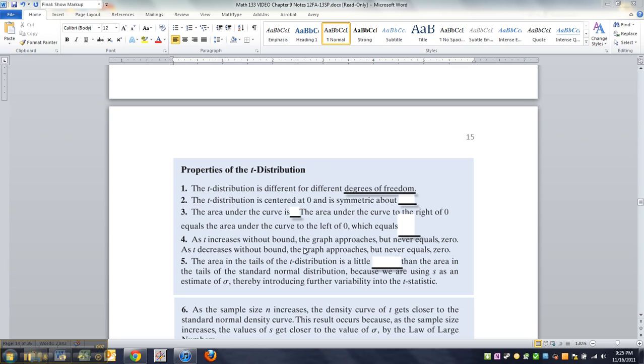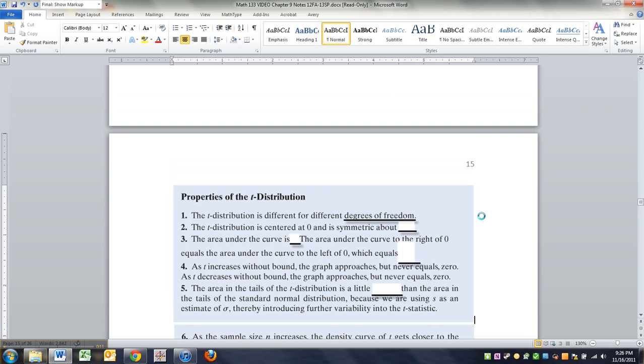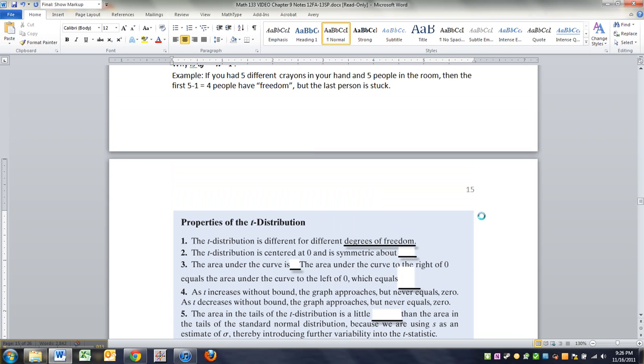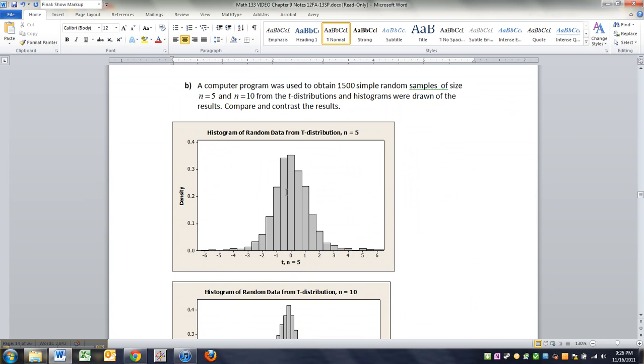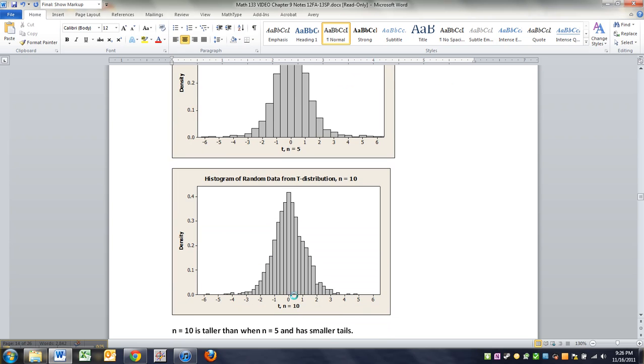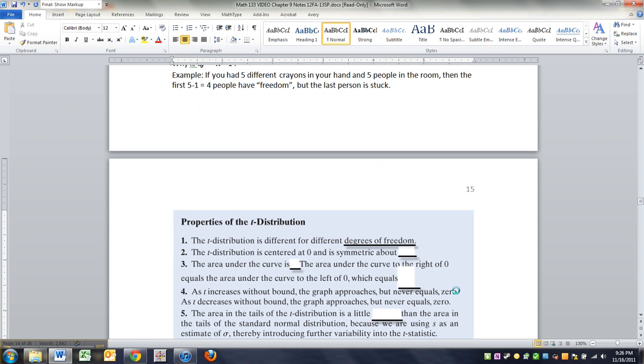All right, so continuing with our t distribution values. We notice that it's got degrees of freedom issues, namely that there's infinitely many t distributions, and which one you're looking at depends on your degrees of freedom, which in this case is your sample size minus 1. Then we notice that they are all centered around 0. Every last one of them, and symmetric about that 0.